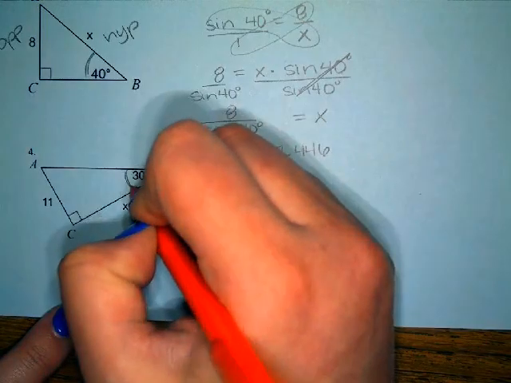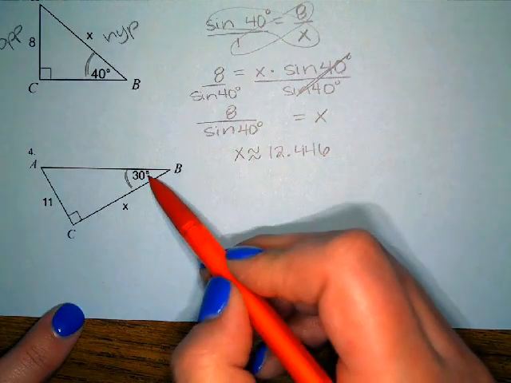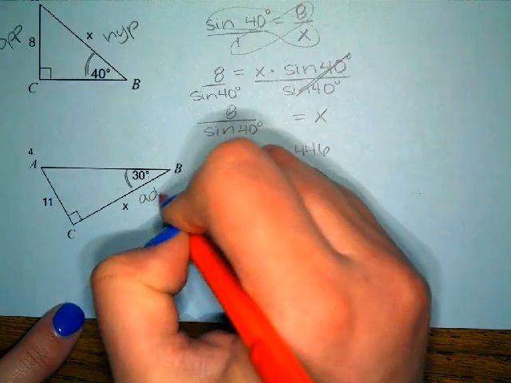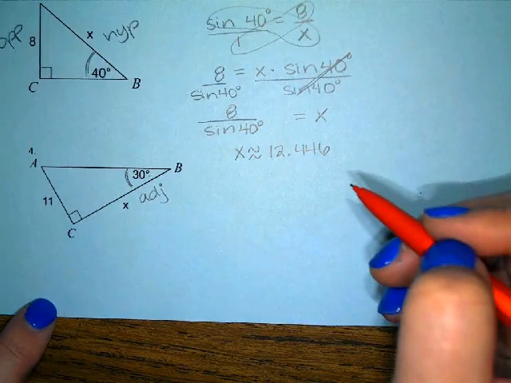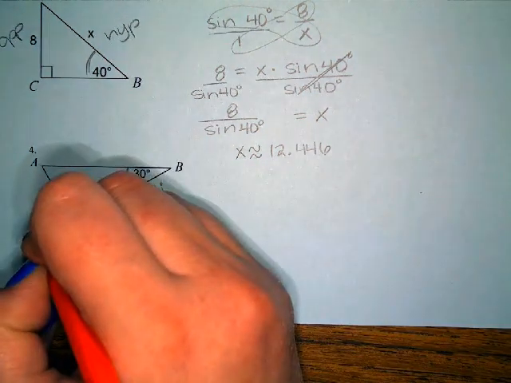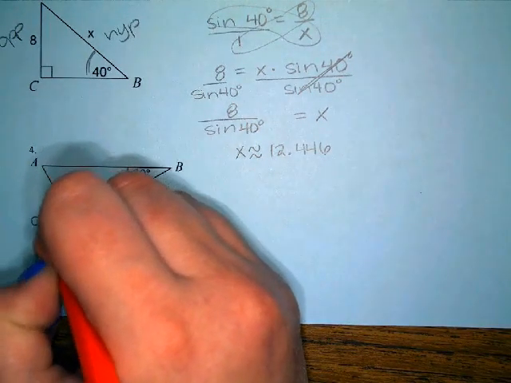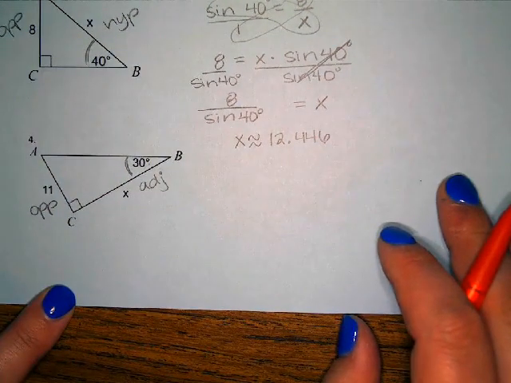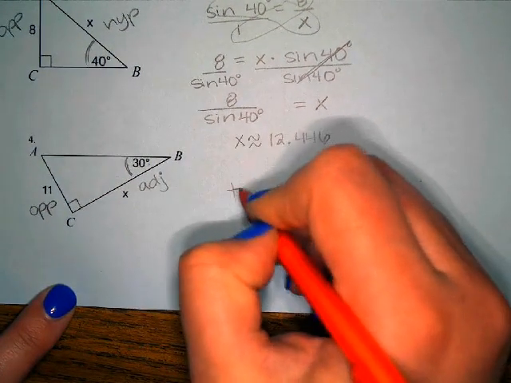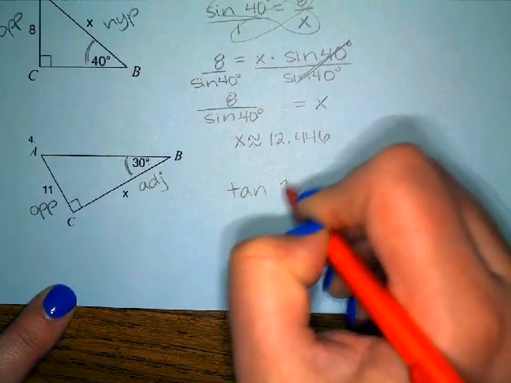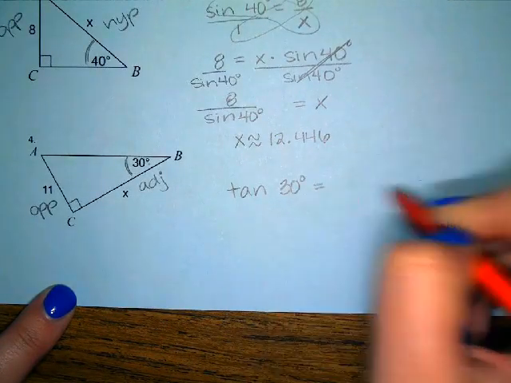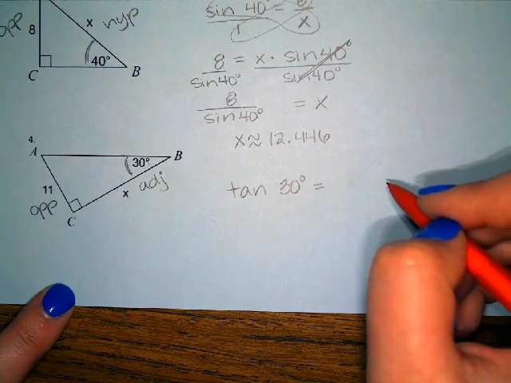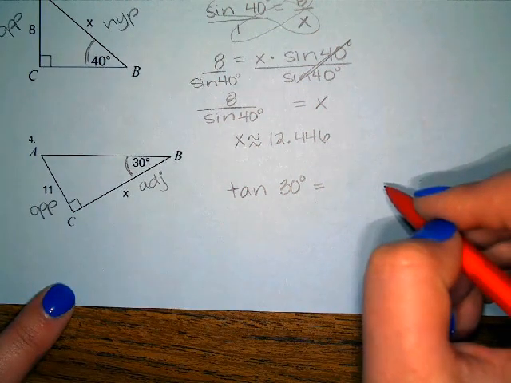What is the x side called? Adjacent. What is the 11 side called? Opposite, okay. And then which trig function are we using? TOA, so we're going to use tan. So tan of 30 degrees equals 11 over x, opposite over adjacent.